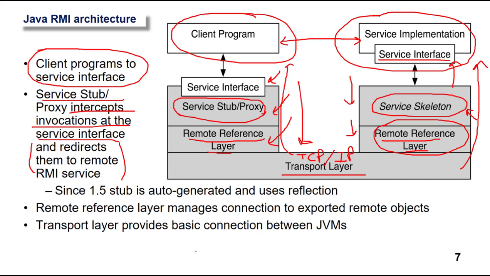I think I've covered everything on this slide. So here it says, since version 1.5, the stub is auto-generated using reflection. In the past, distributed programming was a lot more complex, and the stub and the skeleton needed to be created by the application programmer. So you needed to write the code that packaged a method call into something that the transport layer can understand. But since version 1.5, it's done all automatically for you through the Java Reflection API.